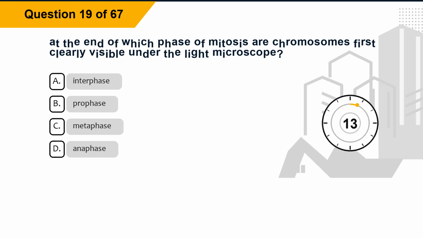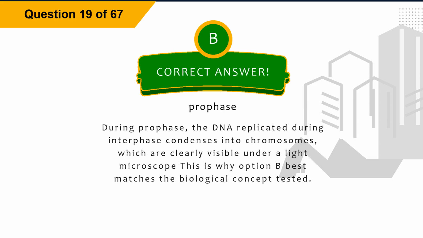Question 19. At the end of which phase of mitosis are chromosomes first clearly visible under the light microscope? Option A, interphase. Option B, prophase. Option C, metaphase. Option D, anaphase. The correct answer is option B, prophase. Explanation. During prophase, the DNA replicated during interphase condenses into chromosomes, which are clearly visible under a light microscope. This is why option B best matches the biological concept tested.